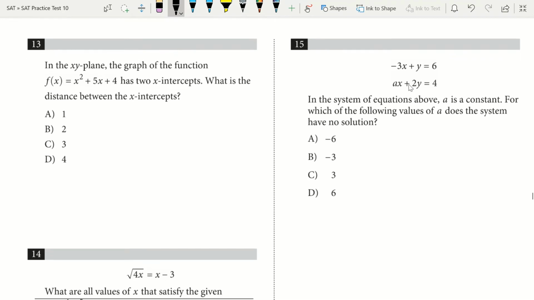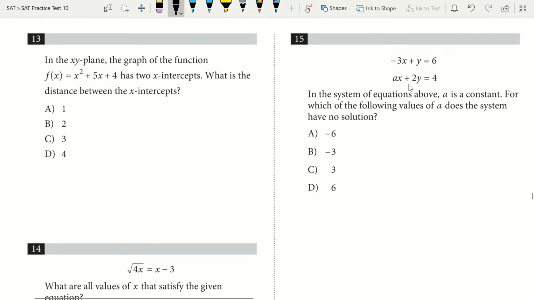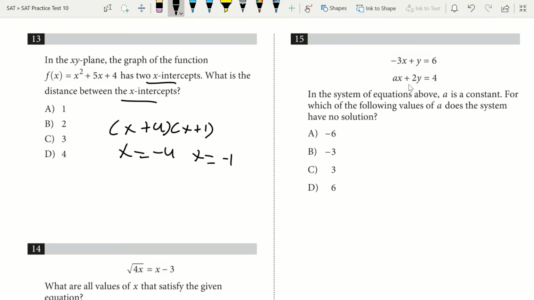Alright, question 13. In the xy plane, the graph of the function f of x is equal to x squared plus 5x plus 4 has two x-intercepts. What is the distance between the x-intercepts? Well, if I factor this out, I see I'm going to have x plus 4 times x plus 1, which gives me my intercepts as x equals -4 and x equals -1. The distance between those is 3, so my answer is going to be C.